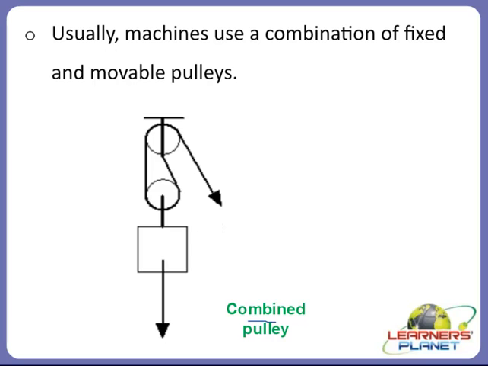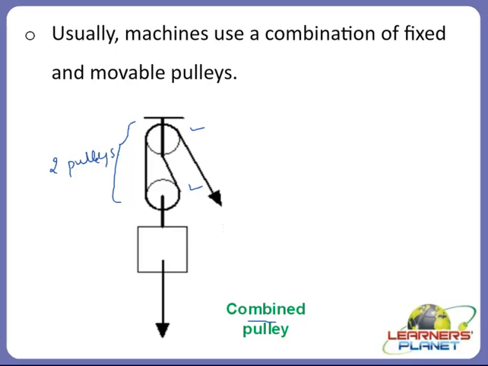Yes, there are some machines which use a combination of fixed and movable pulleys both. So we can say that this is a combined pulley. A combined pulley or a compound pulley is a system of fixed and movable pulleys or just movable pulleys. So the mechanical advantage can be increased by using this type of block and tackle, where there are several pulleys on each axle, as you can see here, right? So it is a combination of 2 pulleys, right?